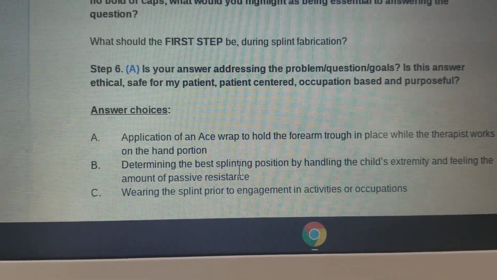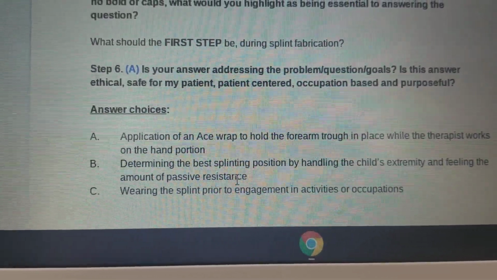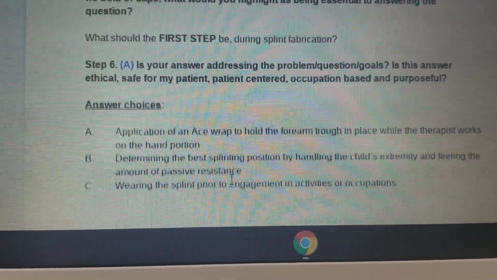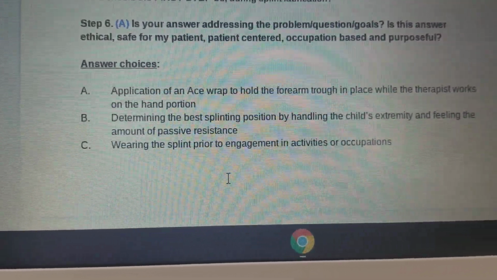So now we're in step 6, which is to look at all the answer choices. And we want to make sure that the answer is addressing the patient's problem, question, or goal. So now let's get to the answer choices.